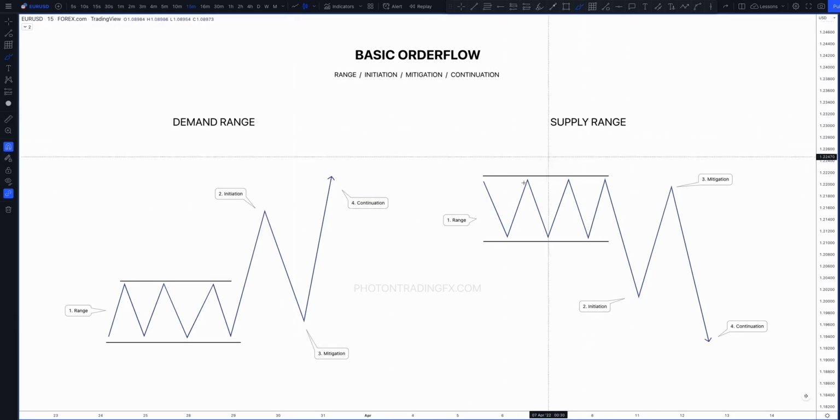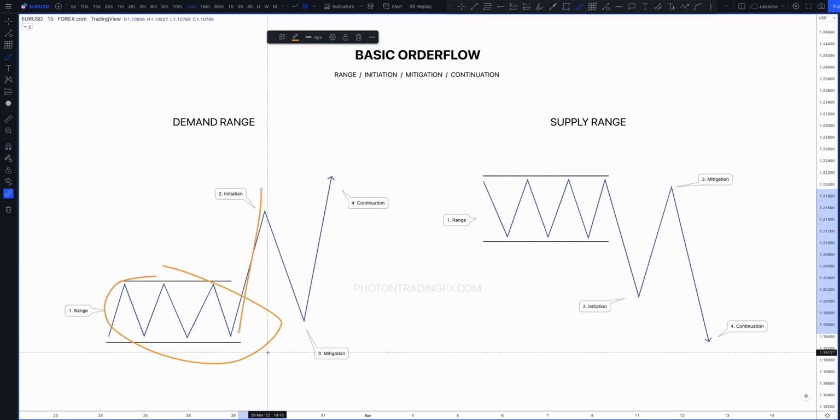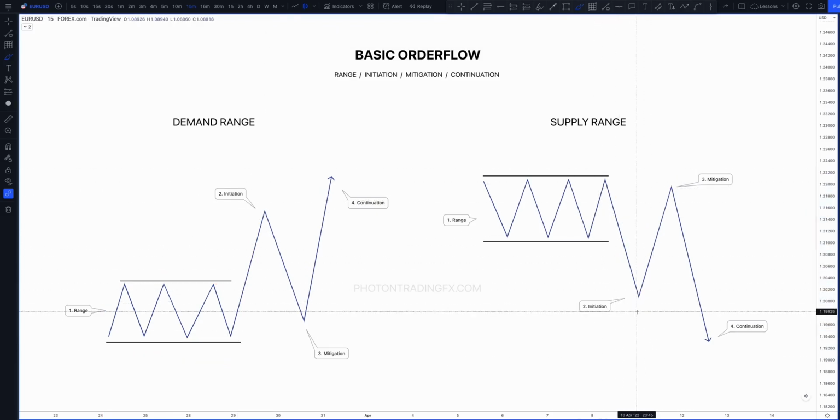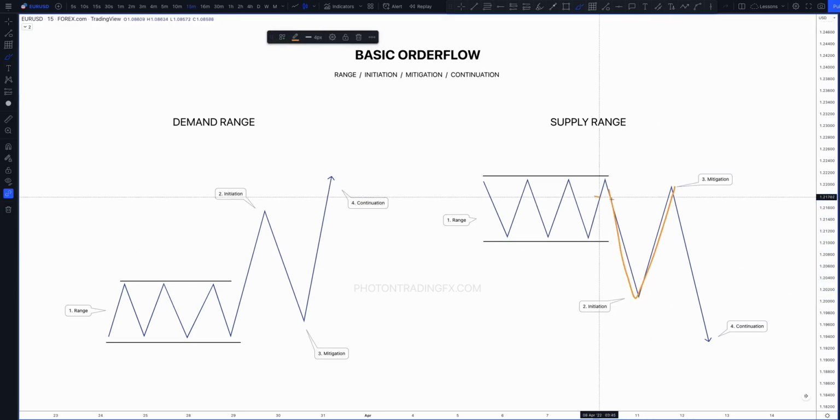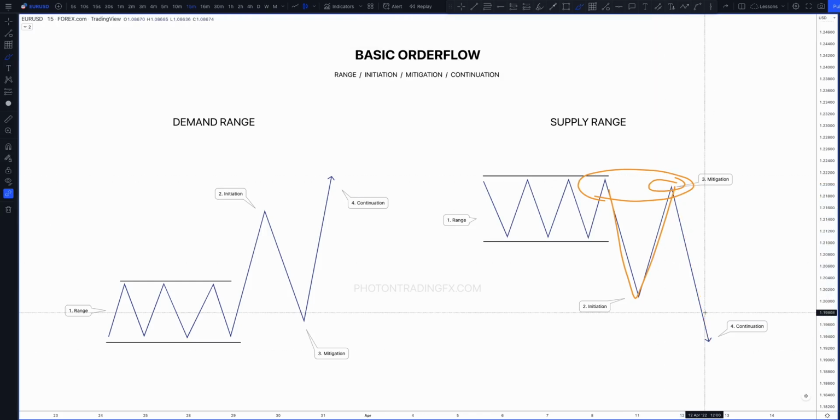So the exact opposite for supply. You have a range, and depending on which way price breaks out, it determines whether it's demand or supply. Obviously, if it goes to the upside, then we have demand. And if it comes to the downside, then that's where supply has taken control. So we get that initiation out of the range, then mitigation. Think of it as picking up more orders where that supply stepped into the market. And this is where we want to get in to try and catch that next movement to the downside, to catch that continuation. Okay, cool. Pretty simple stuff.